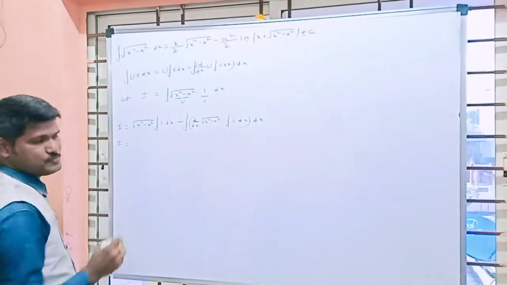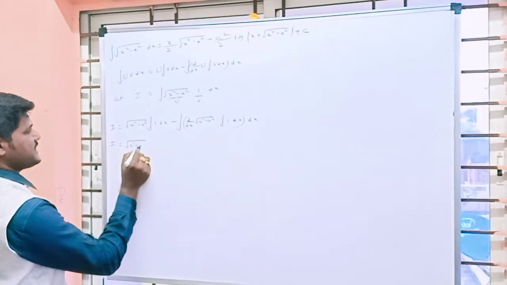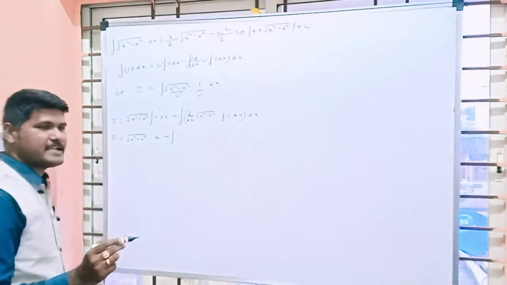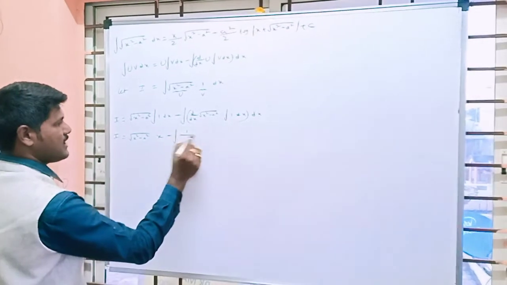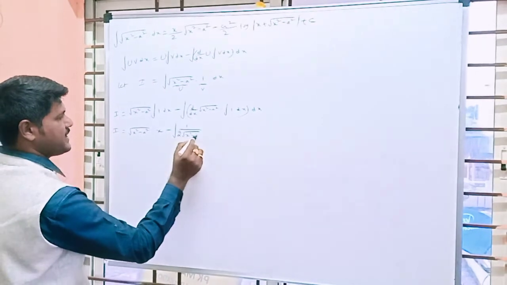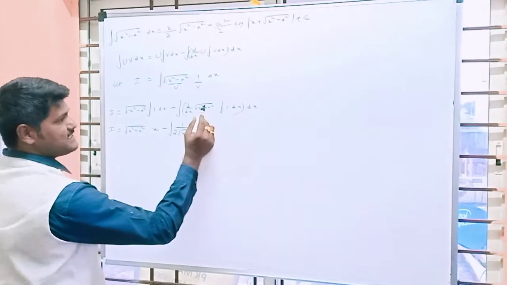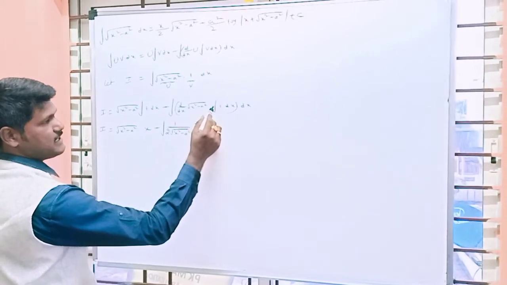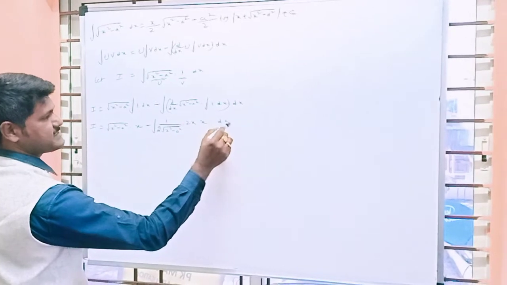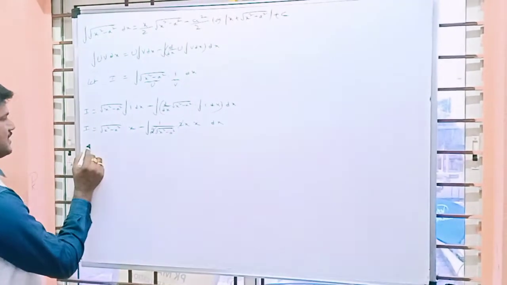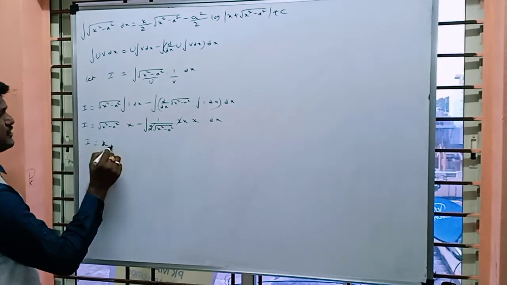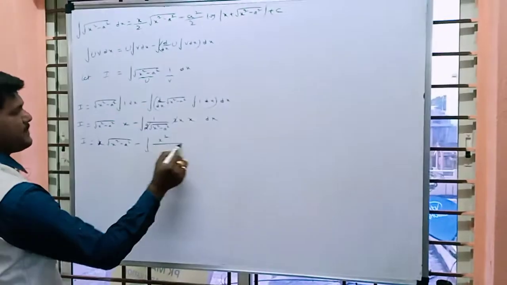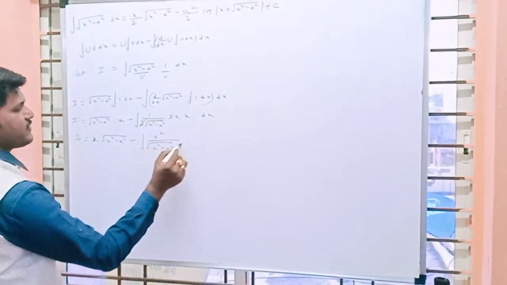I is equal to root of x square minus a square into, what is integral 1? x, minus integral d by dx of root x, 1 by 2 root of x square minus a square, into, this is not x, so chain rule: d by dx of x square is 2x, d by dx of a square is 0, leave it, into integral 1 is x dx. This 2 gets cancelled. I is equal to x into root of x square minus a square minus integral x into x, that is x square by root of x square minus a square dx.